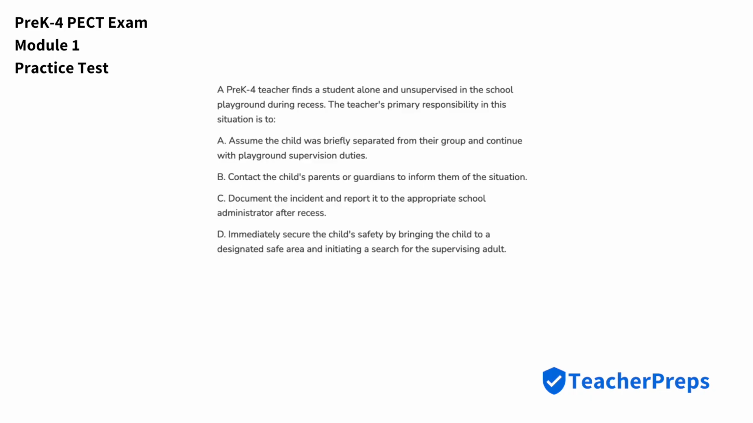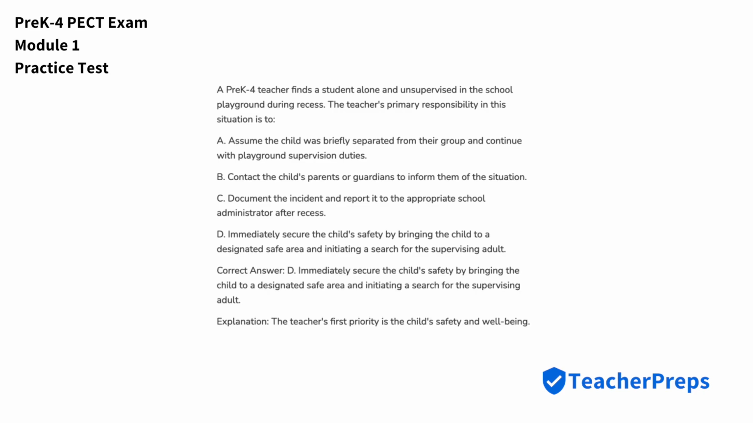A pre-K 4 teacher finds a student alone and unsupervised in the school playground during recess. The teacher's primary responsibility in this situation is to... Letter D. Immediately secure the child's safety by bringing the child to a designated safe area and initiating a search for the supervising adult. The teacher's first priority is the child's safety and well-being.